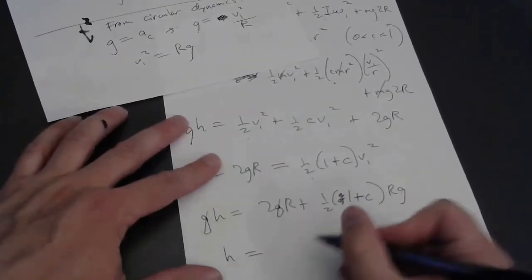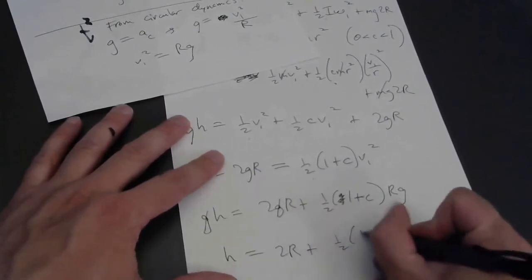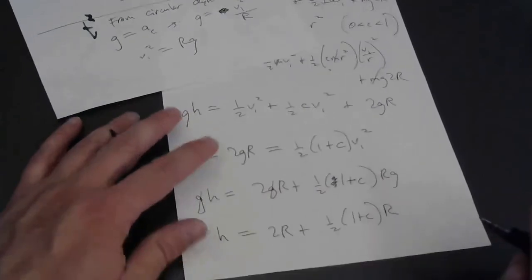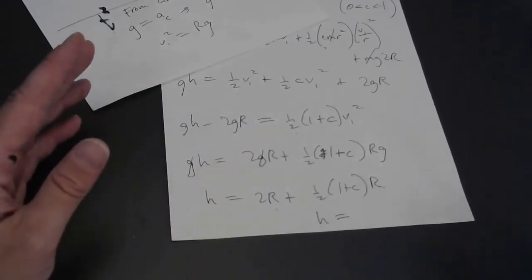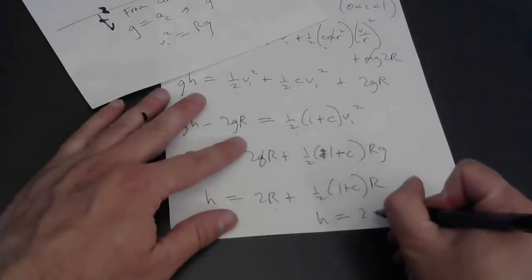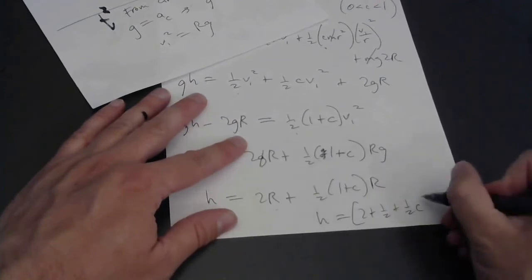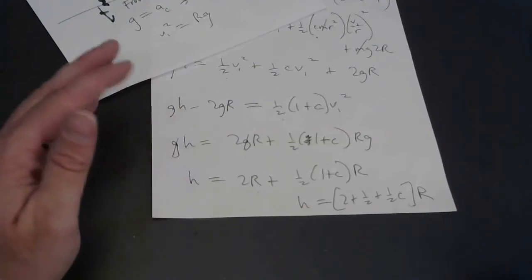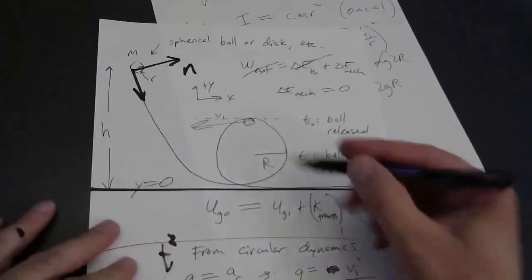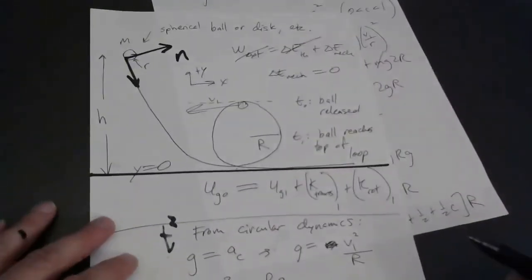And the height evidently has to be 2r plus 1/2 times 1 plus C times r. Can I factor some garbage out? Well, I can factor out an r, that's for sure. So 2 plus 1/2 plus 1/2 C times the radius. Of course, we're specifying the height in terms of the radius, right? The bigger the loop is, the higher the ball would be at the top, the higher you would need to drop the ball to begin with. So we're just about done here.